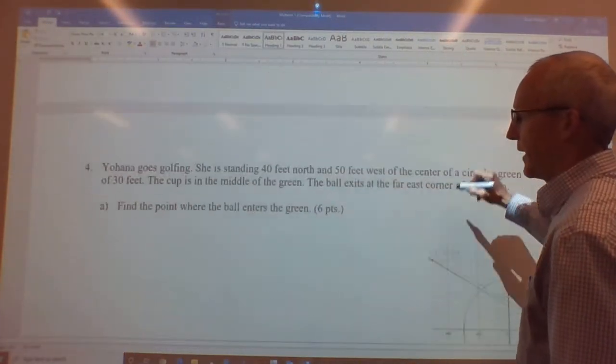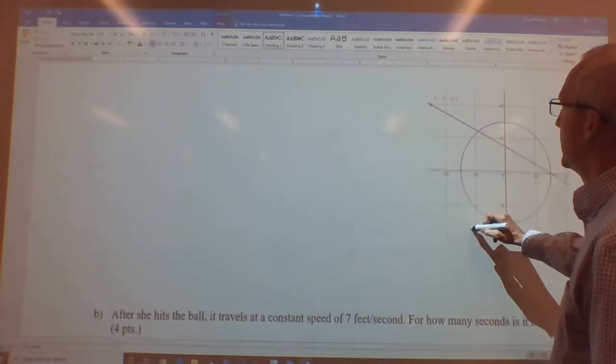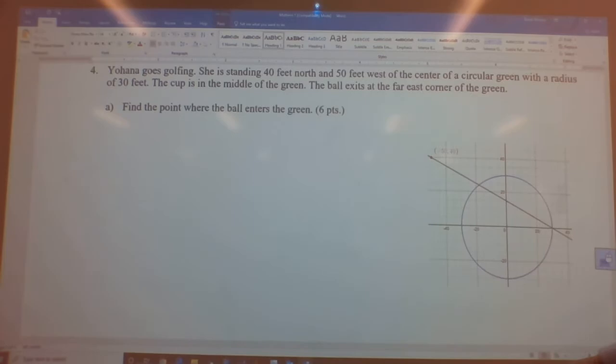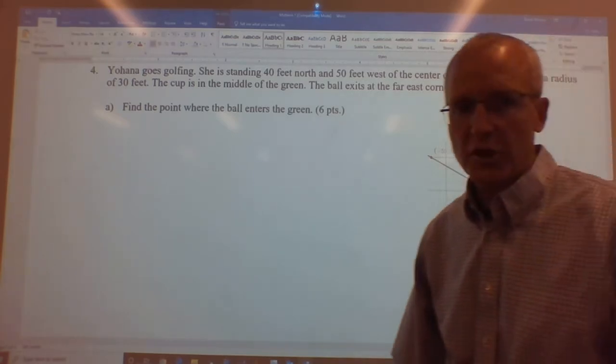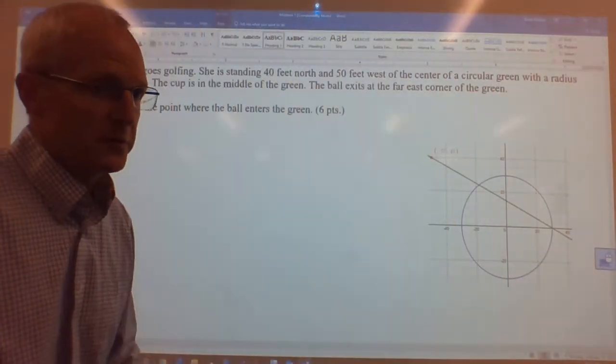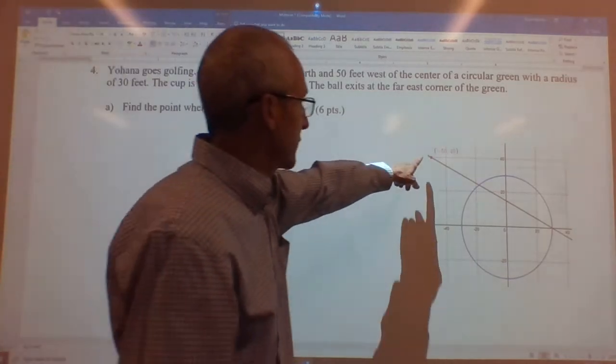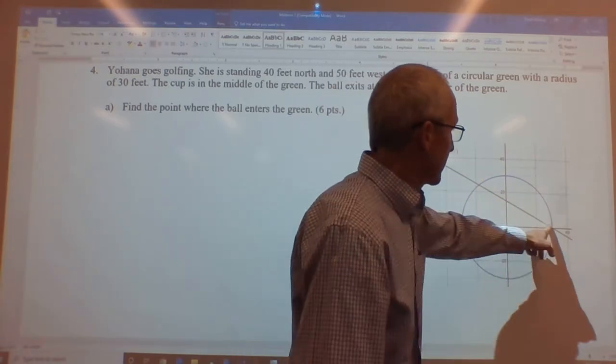Number 4, we have this circle thing going on here. This is like the line hitting the circle one, right? I put all the points on here so you didn't have to worry about drawing the picture, because that can get confusing and people get that wrong and everything's wrong. So you want to eliminate that. Find where the ball enters the green. We've got to find the equation of the line and where it hits the circle.